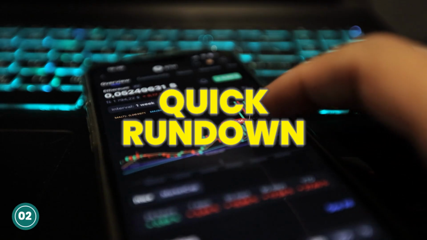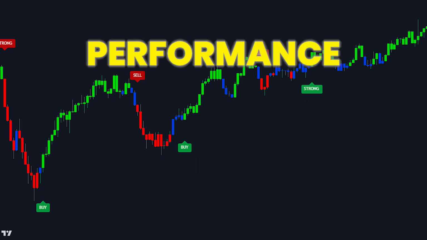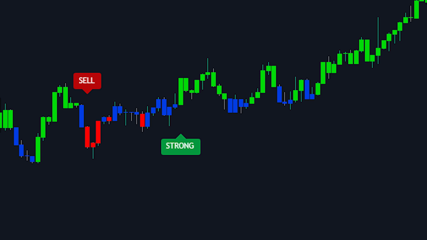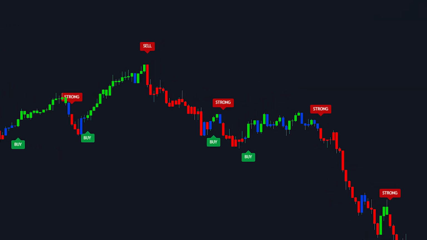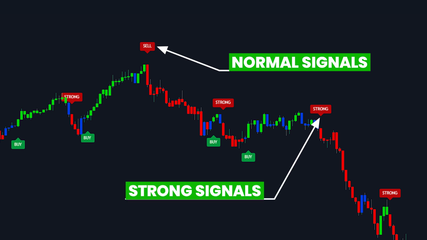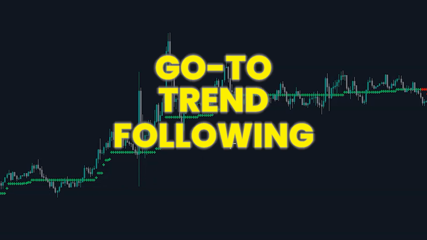Let me give you a quick rundown of how these indicators work. The confirmation signals are based on a performance-adaptive trend-following methodology. They aim to confirm any potential actions you might take, especially when used alongside other indicator overlays. There are two types of confirmation signals: normal signals and strong signals. Strong signals are signals that are in accordance with the current estimated trend, while normal signals can be caused by a retracement.